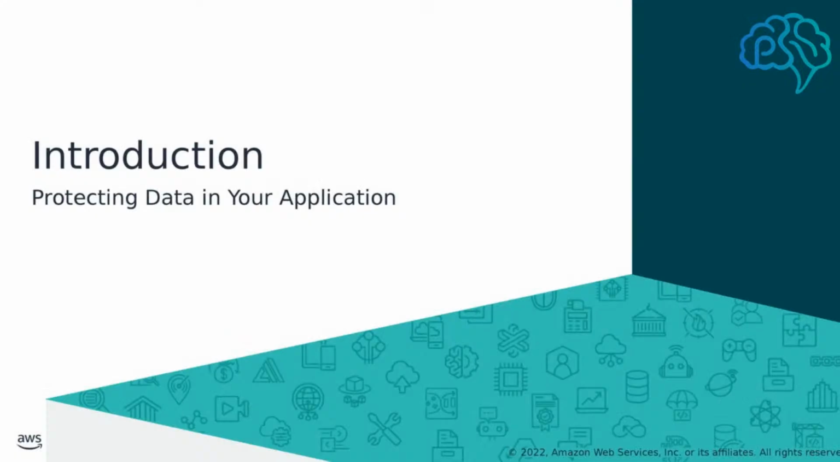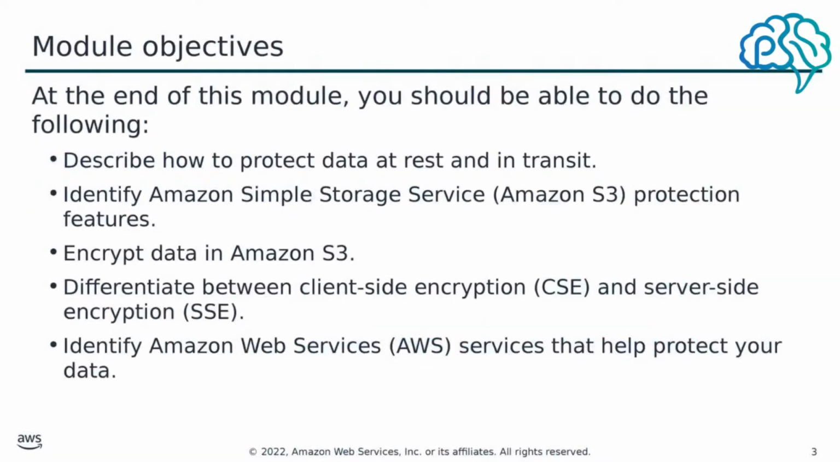And we can talk a little bit about what this means in practice and walk through some of the initial things to cover. So at the end of the module, you're going to know about protecting data at rest and in transit, about Amazon S3 protection, how to encrypt data in Amazon S3, how to differentiate between client-side encryption and server-side encryption, and then also how to identify Amazon Web Services that help you protect your data. So really, this is the overview of what we're going to cover.